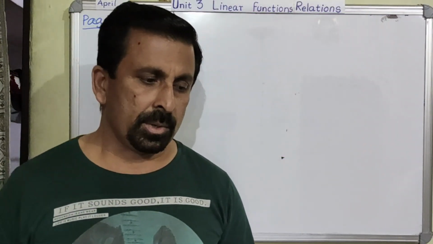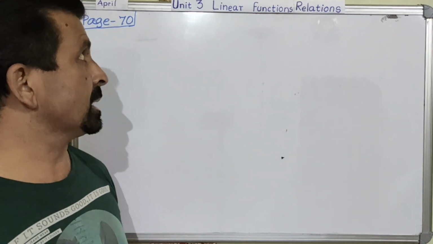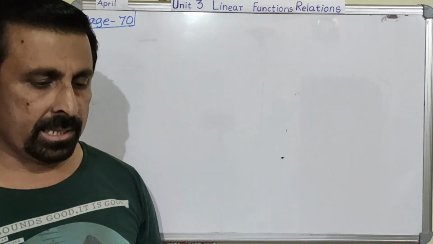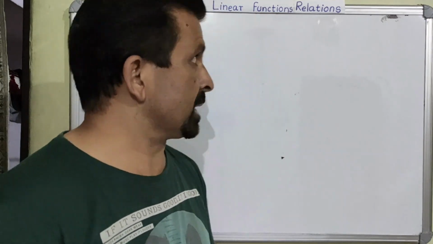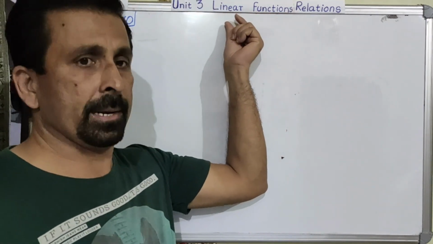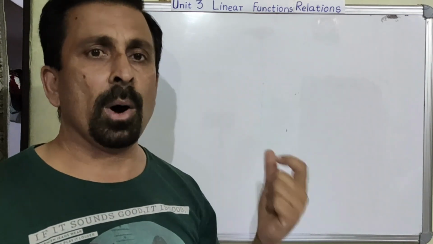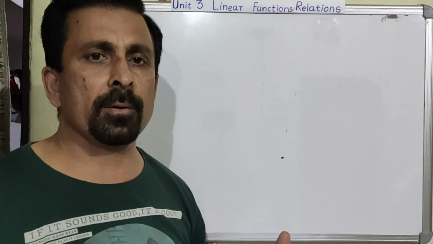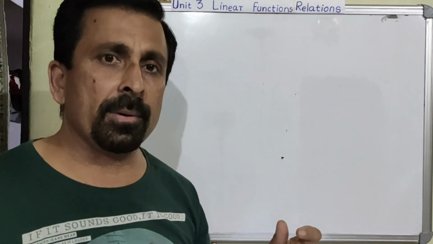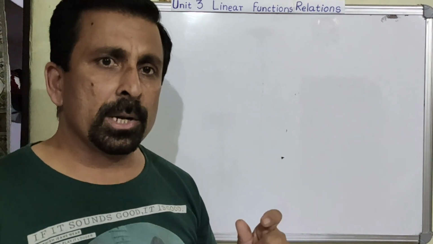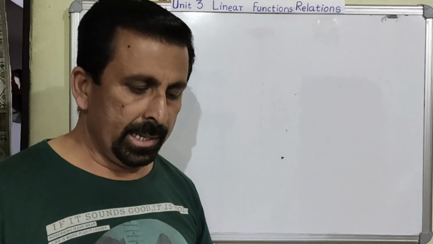Morning. Today we are going to start the third unit. It is about linear function and relation. In this, first of all, we will try to understand the meaning of the terms. Linear. Linear means a function in degree 1. When the highest power of the variable in a polynomial is 1, it is said to be linear.